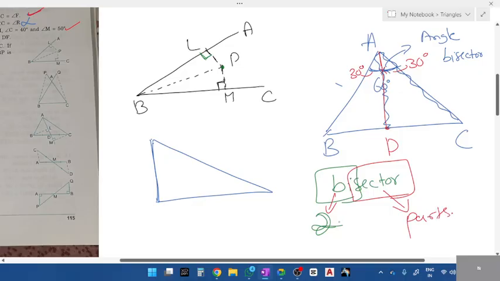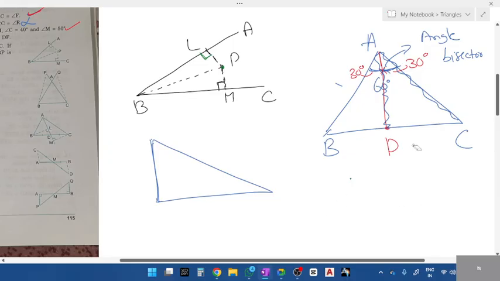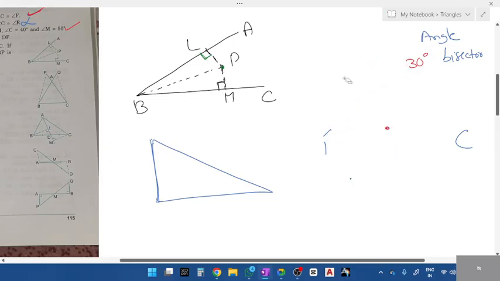So what's the meaning of angle bisector? One angle is split into how many parts? Two equal parts. Yes, two equal parts. That's the meaning of angle bisector. One angle is split into two equal parts.